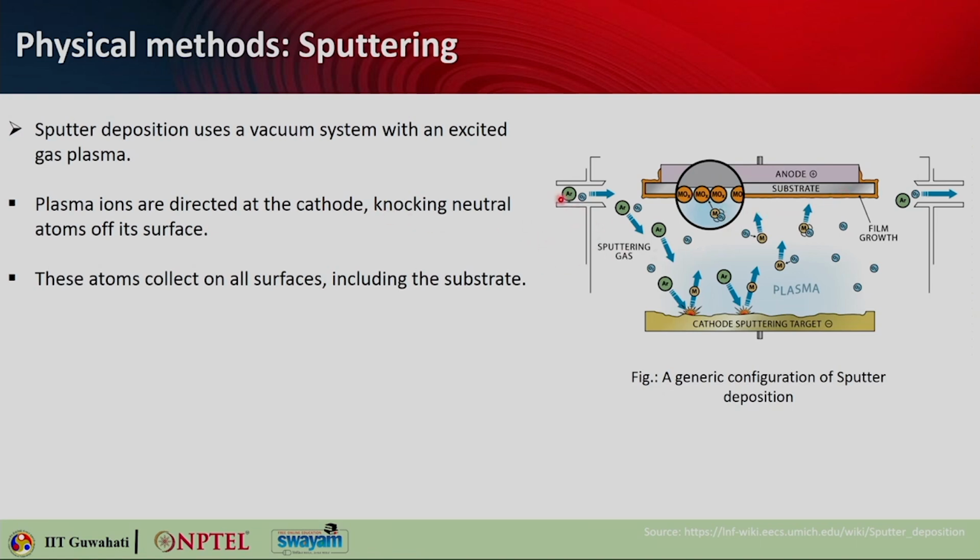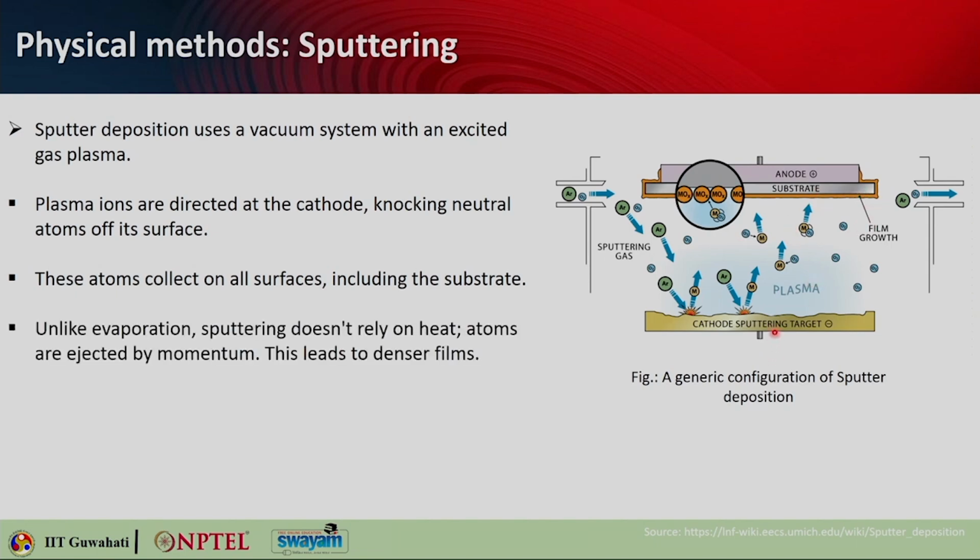Here you can see how it works. This is the plasma, and then the sputtering gas enters. The plasma ions are directed at the cathode, and they knock neutral atoms off the surface. You can see here M is the metal that has been knocked off, and these atoms collect on all surfaces, including the substrate. So, you can see a thin film growing on this.